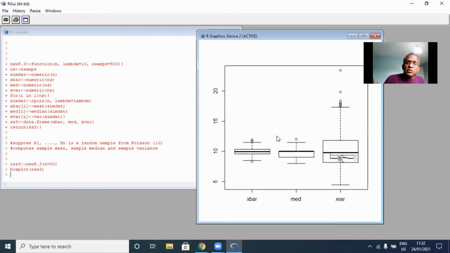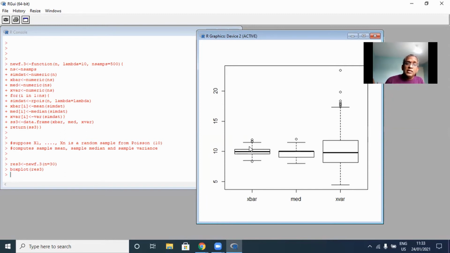So it's probably not a good estimator of anything, but the sample mean has the smallest variability in terms of the length of the box, and the sample median is kind of in between the two. So if you have to pick one of these, you would pick the sample mean, because that has the shortest box. The shortest box means less variability. Okay.